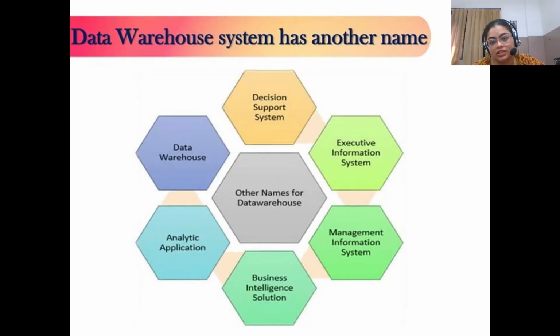A data warehouse system has other names also. We can see data warehouse, decision support system, executive information system, management information system, business intelligence system, analytic application. All these are some of the other names of a data warehouse. Why? Because these systems regularly store and retrieve data or information from their system, and they can fetch or collect the data from external and internal sources, and after that they store that data and information for future purposes.